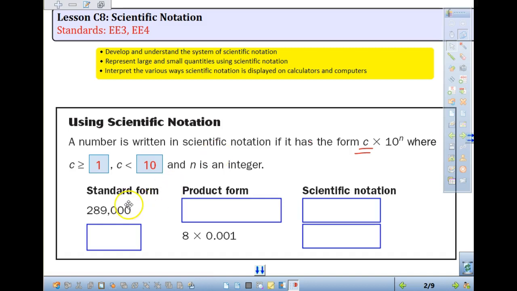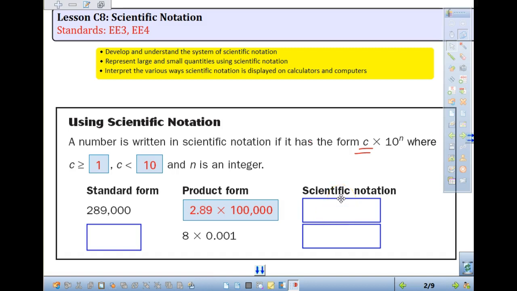If we are looking at standard notation today, I'll give you this on your homework, and I'll ask you to write it in scientific notation. In scientific notation, we should be moving the decimal between the 2 and the 8. In product form, we write it as 2.89 times 100,000. But on the quiz today, you are simply going to be asked to write it in scientific notation.